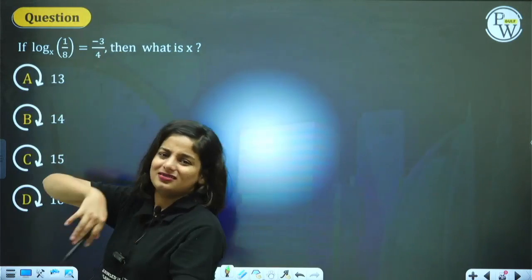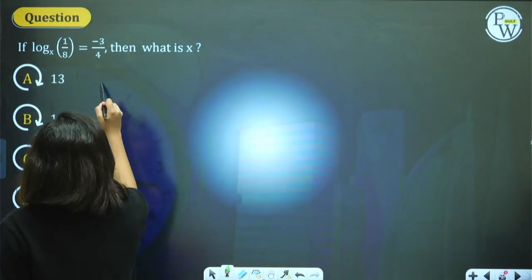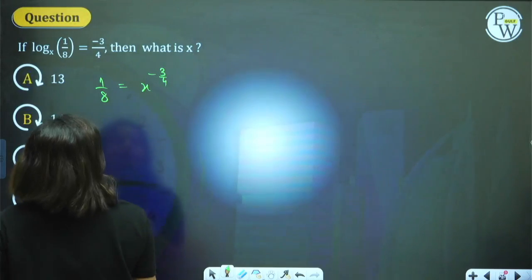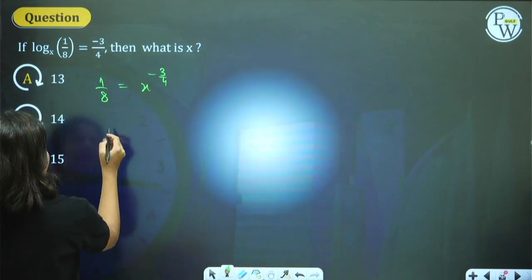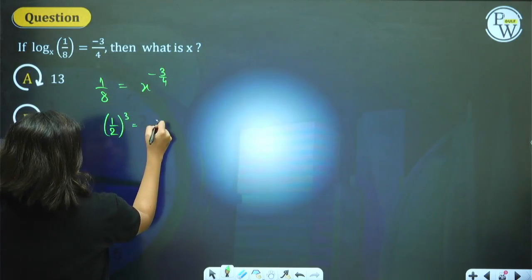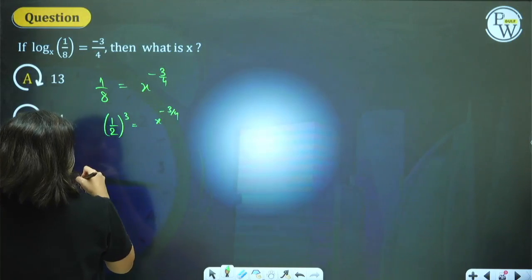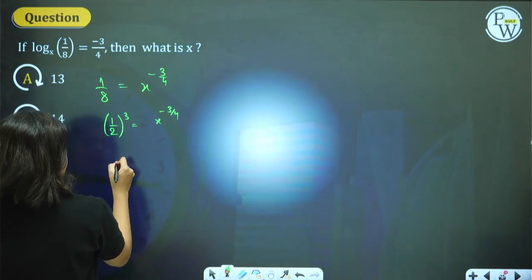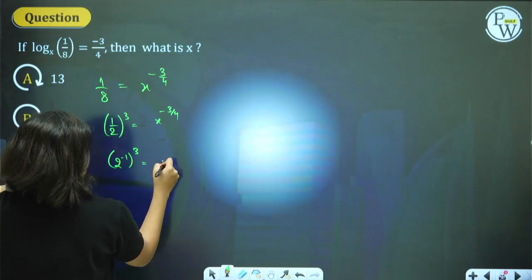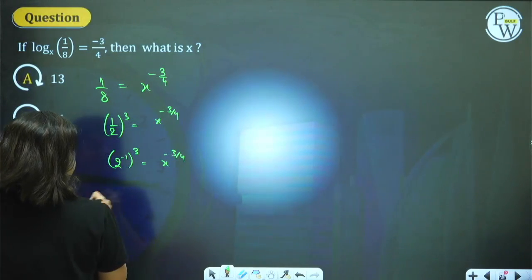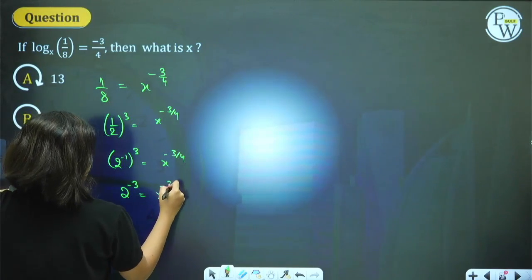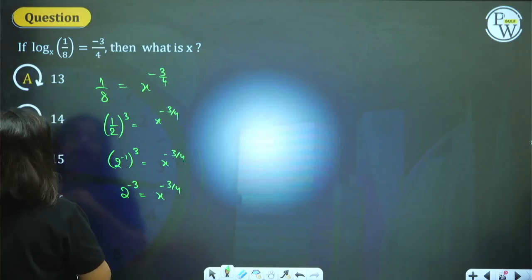Just convert this logarithmic to exponential. 1 by 8 is equal to x raised to minus 3 by 4. Okay. 1 by 8 can be written as 1 by 2 the whole cube is equal to x raised to minus 3 by 4. 1 by 2 can be written as 2 raised to minus 1, the whole raised to 3, is equal to x raised to minus 3 by 4. That's 2 raised to minus 3 is equal to x raised to minus 3 by 4.